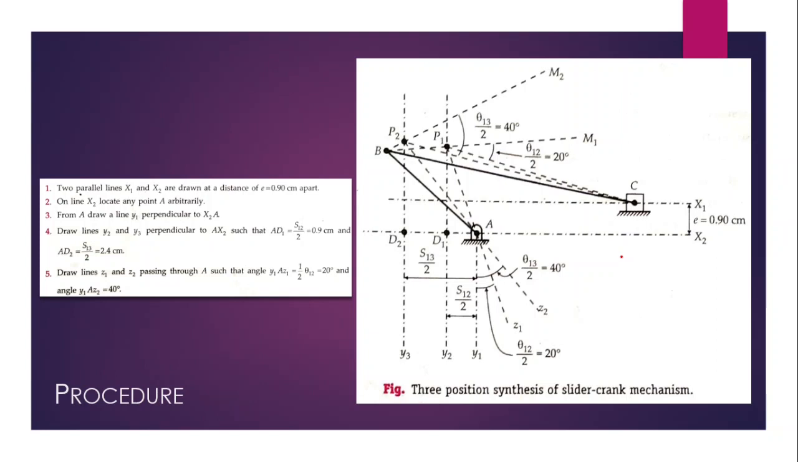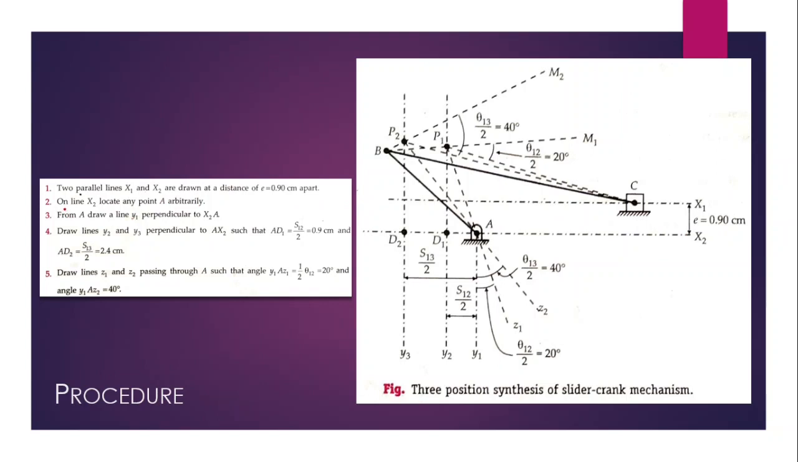In the first step, we have to draw two parallel lines x1 and x2. Here this line is x1, which is passing through the center of the slider block. Then another horizontal line, which is passing through this pivot point, is represented as x2. The lines x1 and x2 are drawn at a distance of E. E is equal to eccentricity, that's equal to 0.9 centimeter given in the question.